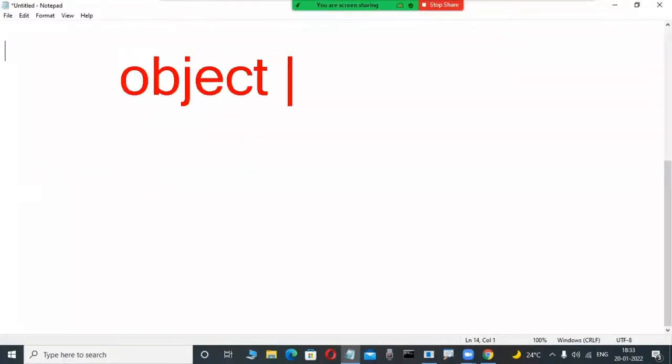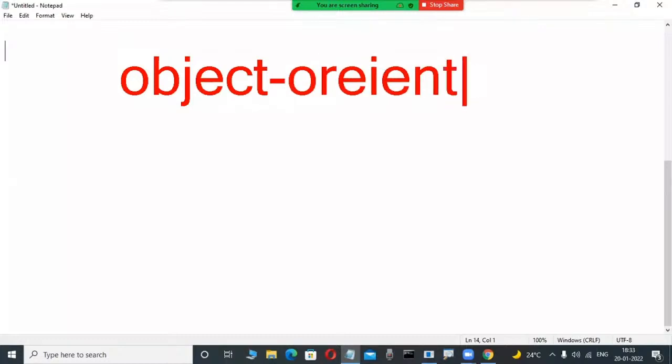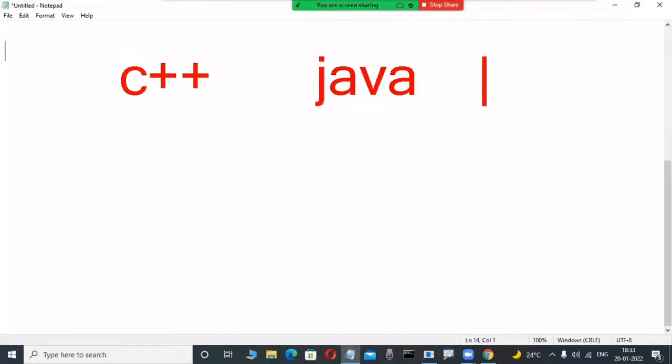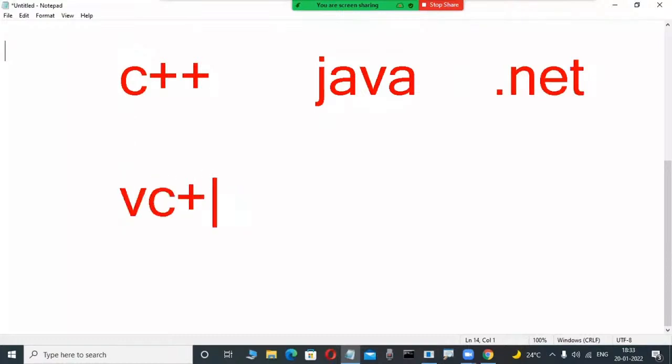Suppose there are many object-oriented languages. A little bit of technical knowledge is there. Object-oriented languages exist worldwide. Which ones are they? C++ is an object-oriented language. Java is a popular object-oriented language. C# .NET is an object-oriented language. VC++ is an object-oriented language. That's why there are so many object-oriented languages.